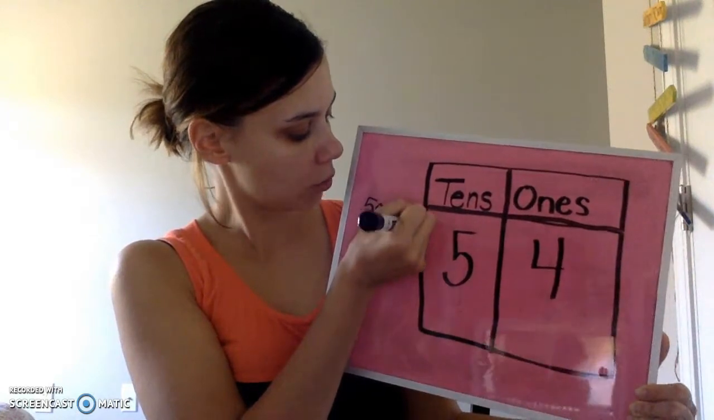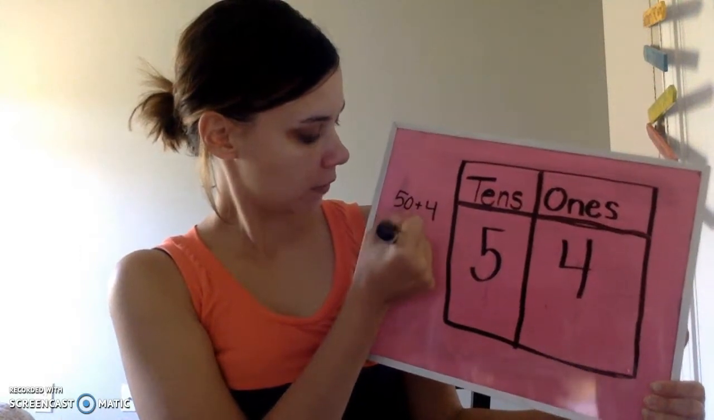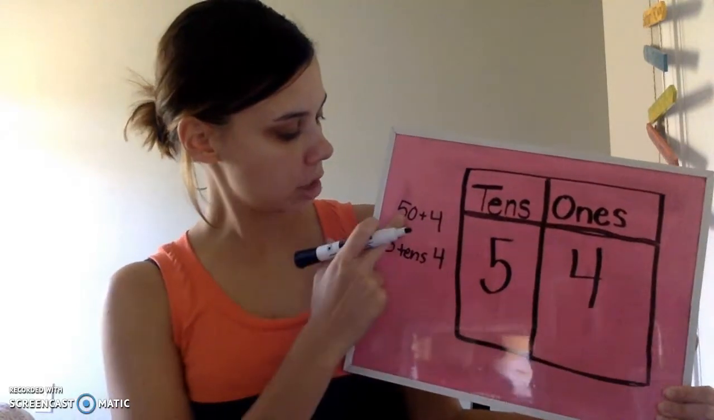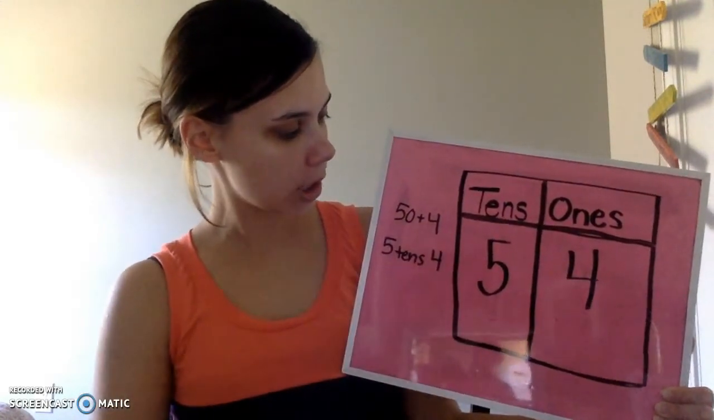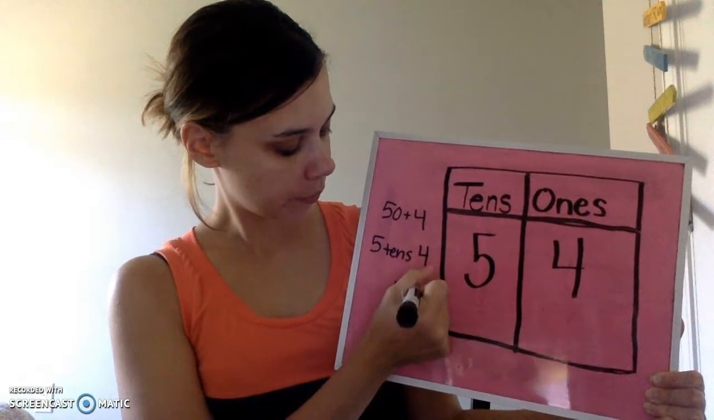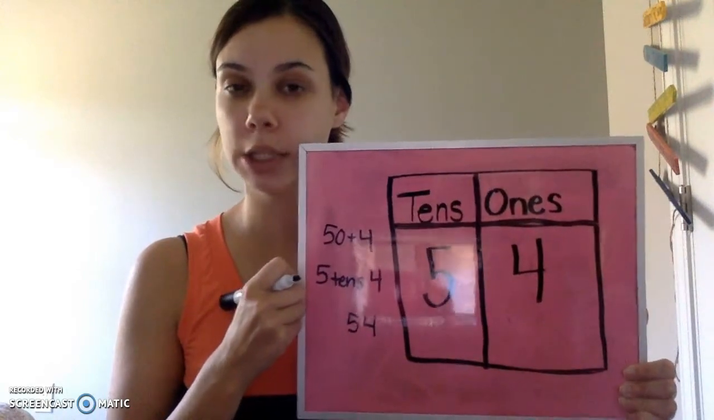Plus 4 ones. If we say it the tens way, that is 5 tens 4. And we know that if we add 50 and 4 together, we get the number 54. I hope that your chart looks like mine. You're doing a great job. Let's do one more. Maybe we'll do 2 more. I want to see if you are as good of a detective as I think you are.